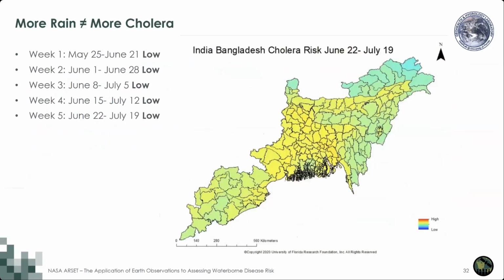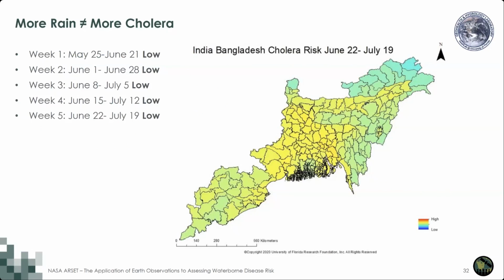But just because there is more rain, in the event of a hurricane, typhoon, those kind of big natural disasters that present a lot of flooding and rainfall, it does not necessarily mean that there will always be cholera. So another key component of that, of course, is the temperature component.